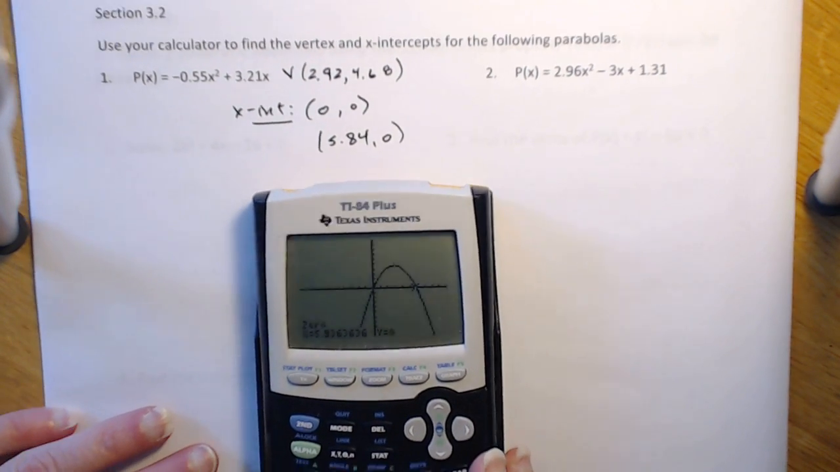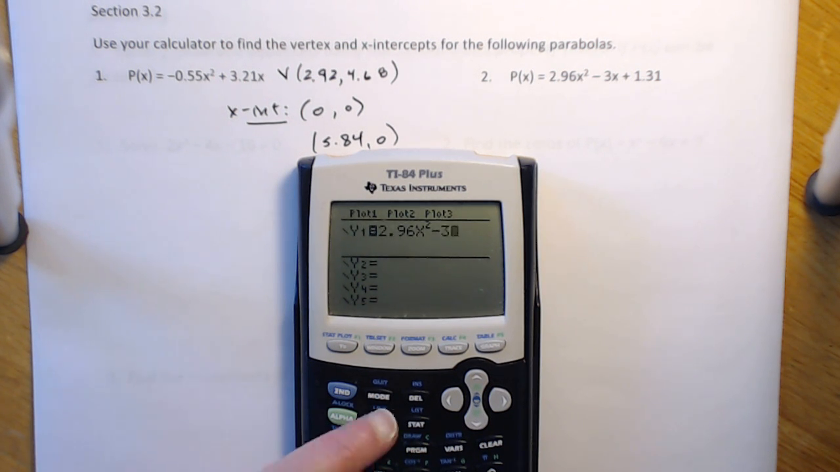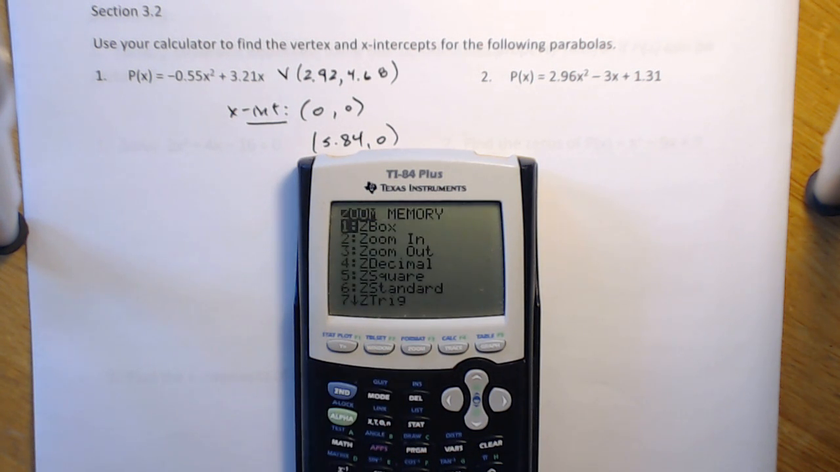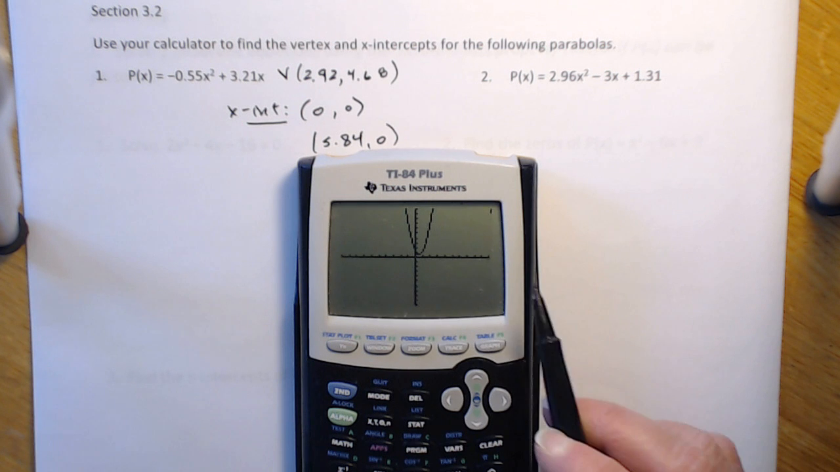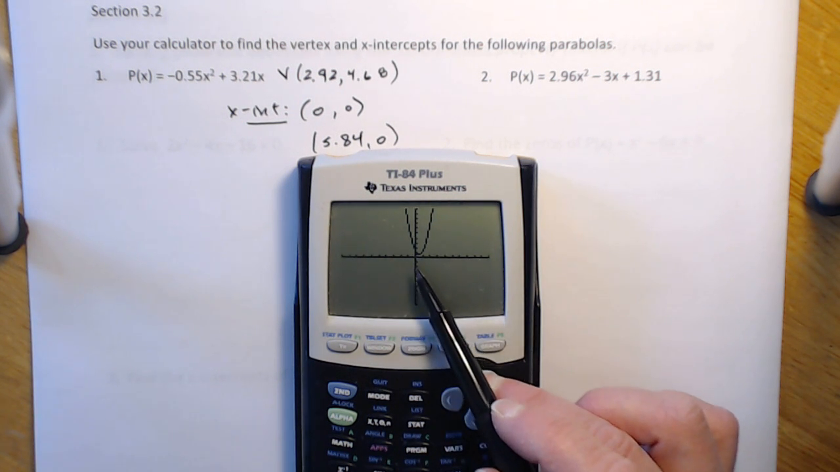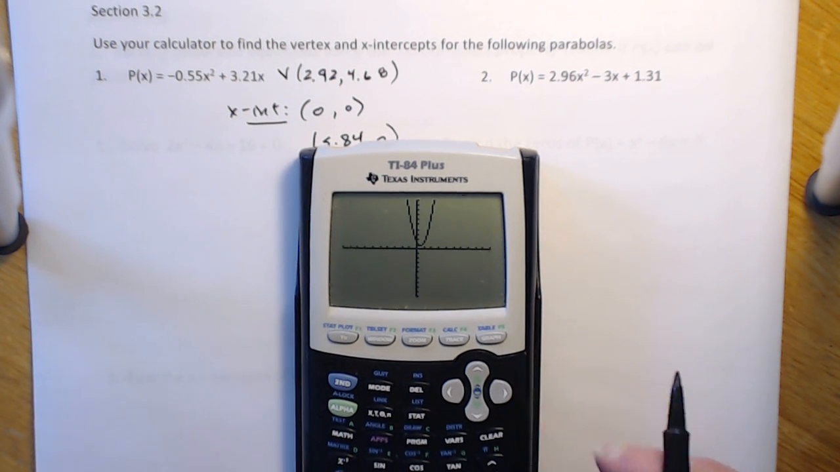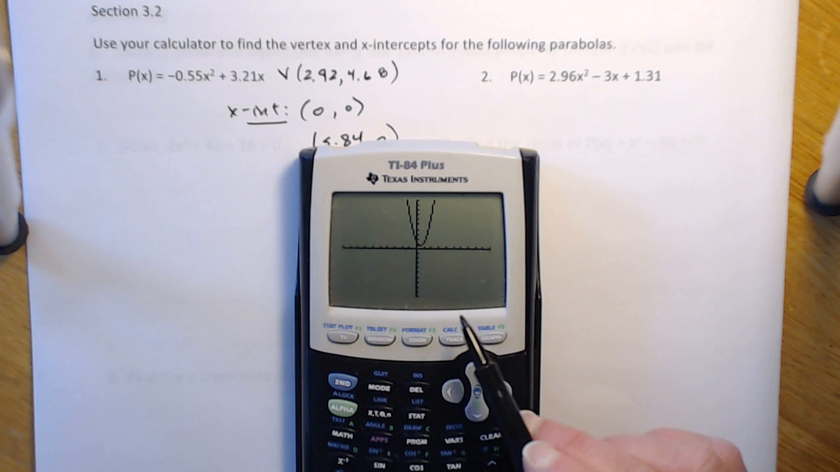Okay. We'll run through this with one more. So I'll clear out the old one. We'll put in this 2.96x squared minus 3x plus 1.31. And again, I'm going to hit zoom 6 for the standard window. And again, as long as I get a little bit of the parabola, I should be able to figure it out. But again, a pretty good picture. It looks like it's not going to hit the x-axis, which means there'll be no x-intercepts. It's close though. So I'm going to actually fix my window a little bit.